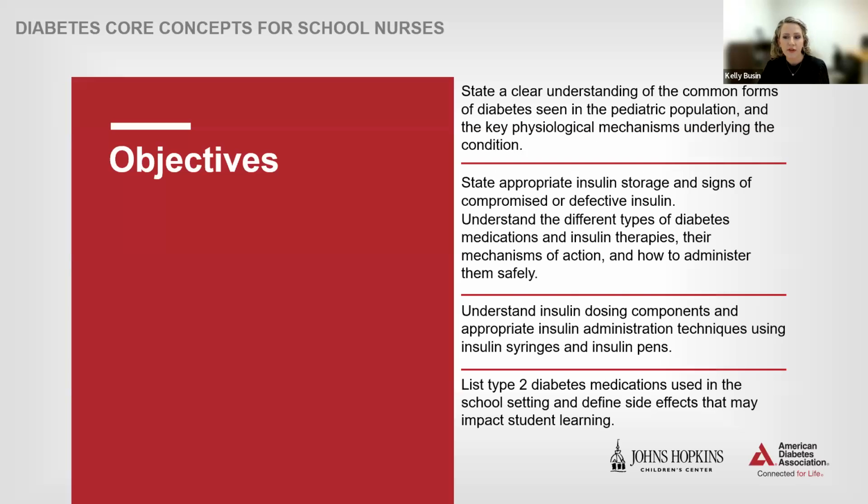Tonight, we'll be reviewing foundational concepts about diabetes to help you on your journey of caring for children in the school setting who have diabetes. We'll review the different forms of pediatric diabetes. We'll also review insulin storage and signs of spoiled insulin. We'll review the different types of insulin, how they work, and how to administer them appropriately. And we'll also discuss insulin dosing components.